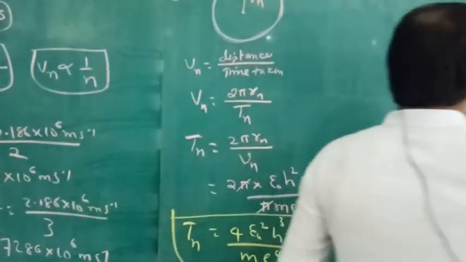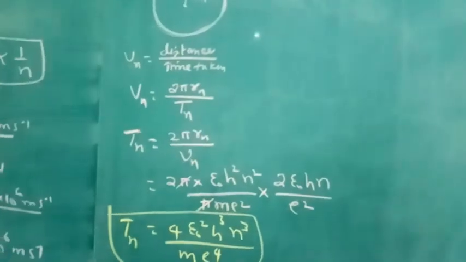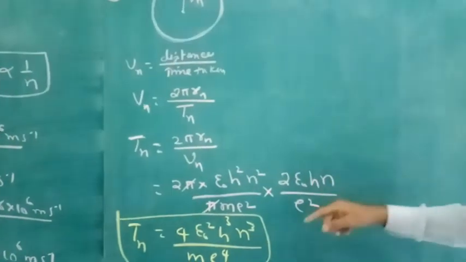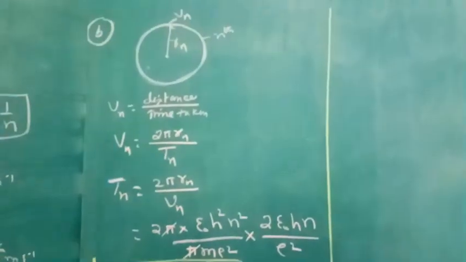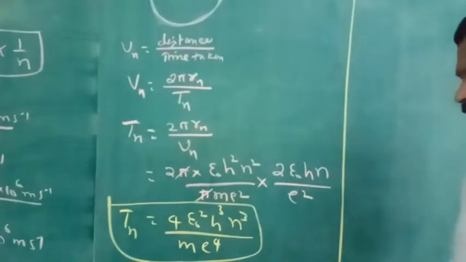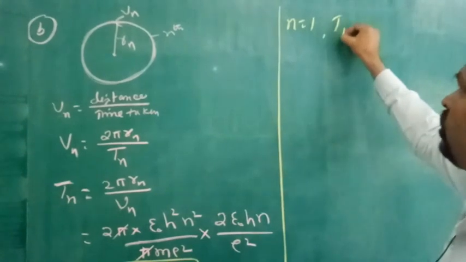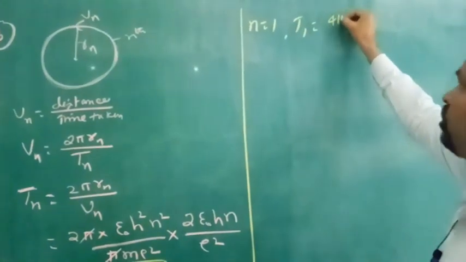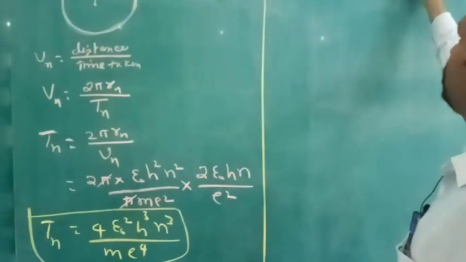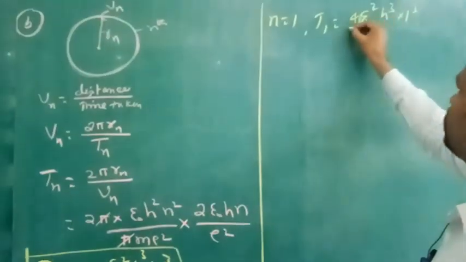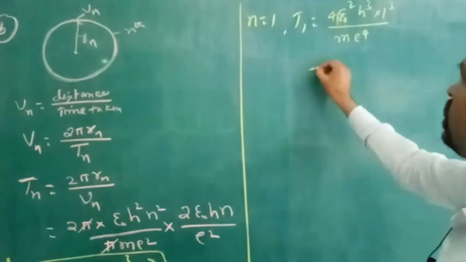Use that formula. Then we can find out the time period of an electron in the first orbit, second orbit, third orbit, like that. So if n is equal to 1, then T1 is equal to 4 epsilon naught square h cube into 1 cube divided by m e to the power of 4.